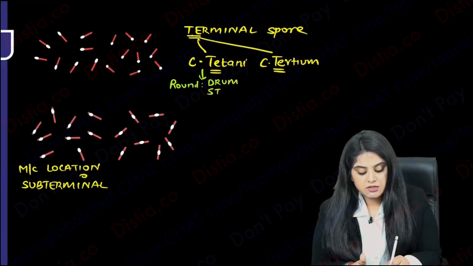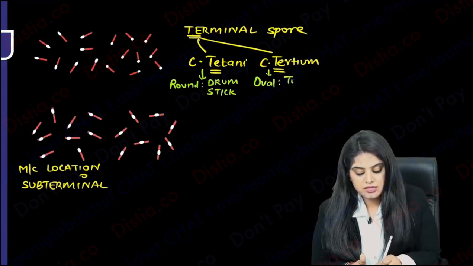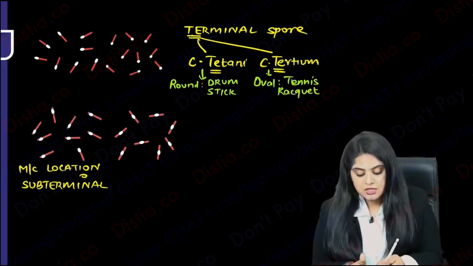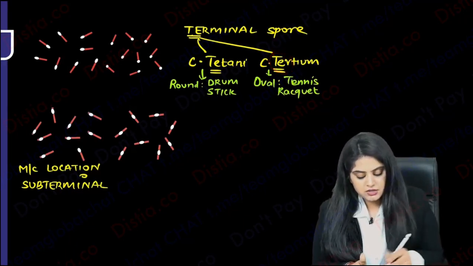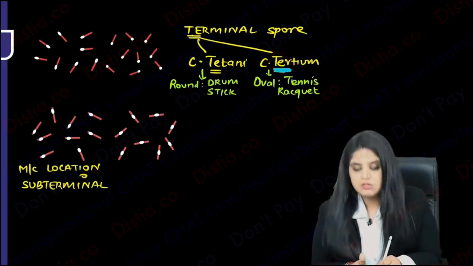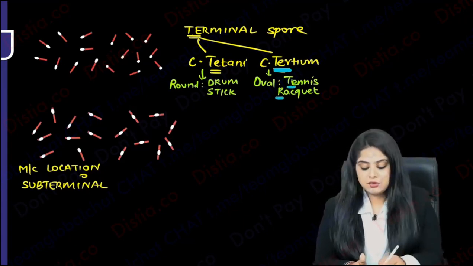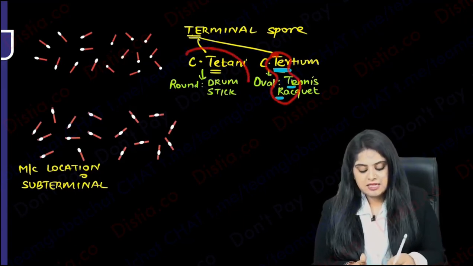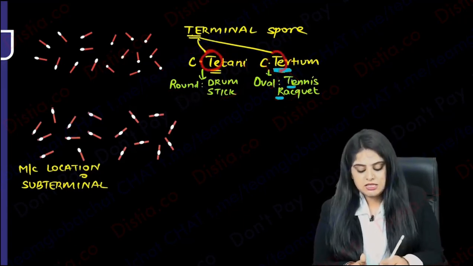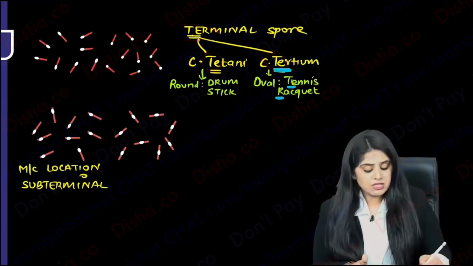Tetani is going to look like a drumstick, whereas tertium is going to be an oval spore, so that is going to look like a tennis racket. Many students get confused in the exam about which is drumstick and which is tennis racket. So again, tertium is TER, which is TE for tennis and racket. TER for tennis racket. So tertium is tennis racket and tetani is drumstick, but both have TE, so both are terminal.